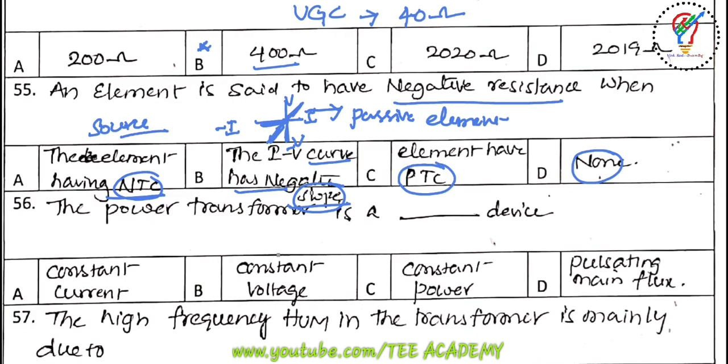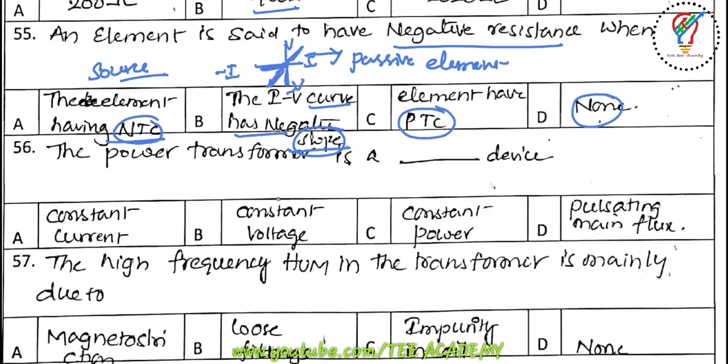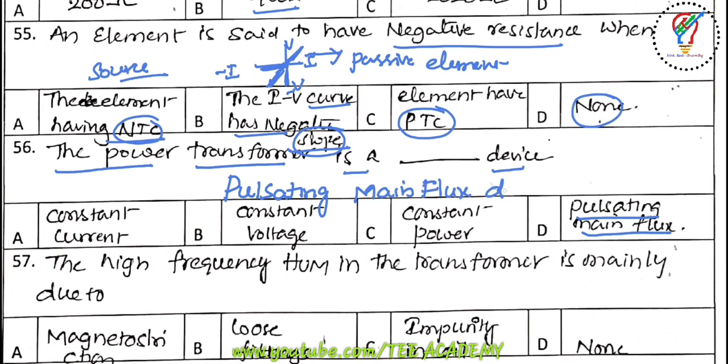The next one: the power transformer is a dash device. The options are constant current device, constant voltage device, constant power device, and pulsating main flux device. Among the options, the correct one is the pulsating main flux device. The power transformer is a pulsating main flux device. So remember this point, as it may appear in your examination.